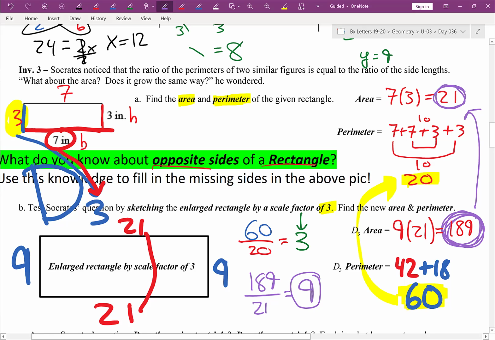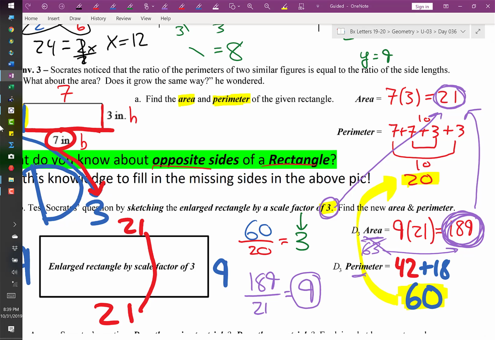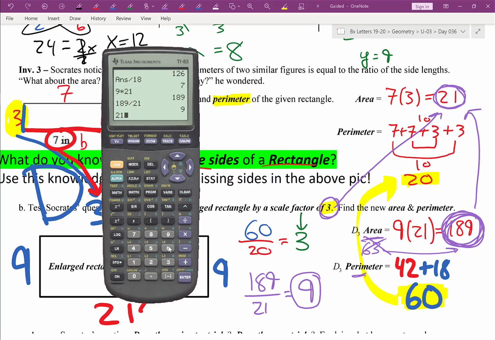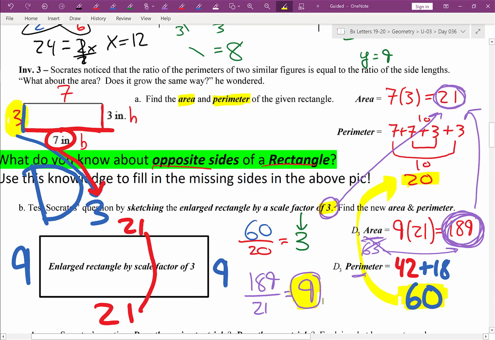Why is it that, right? Because what you expect to happen is that 3 times 21, you expect this area to be 63, because 21 times 3, your scale factor, is 63. But that's not how it grew. It didn't do that. The way we use 21 to get 189 is 21 times 9. That's the 189. So the real question here is, why was it 9? Where did the 9 come from?